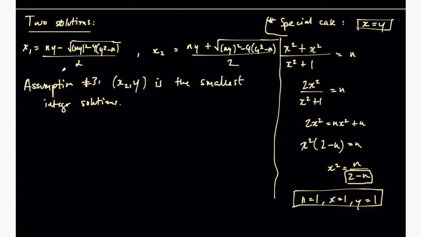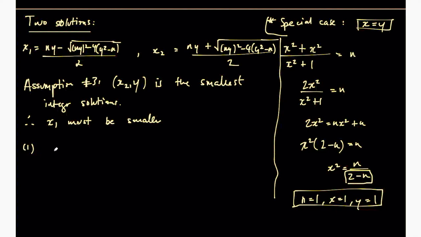Okay, so therefore x1 must be smaller, right, than x2, right? Because this is the negative solution of this quadratic. Okay, so now what we're going to show is this can't be 0 and it can't be less than 0. And I'll point out why that's important as well.